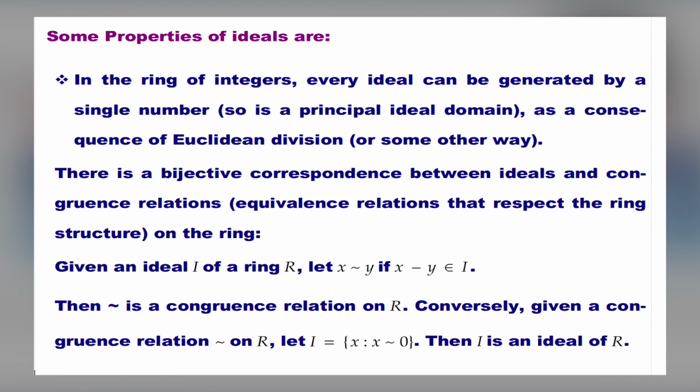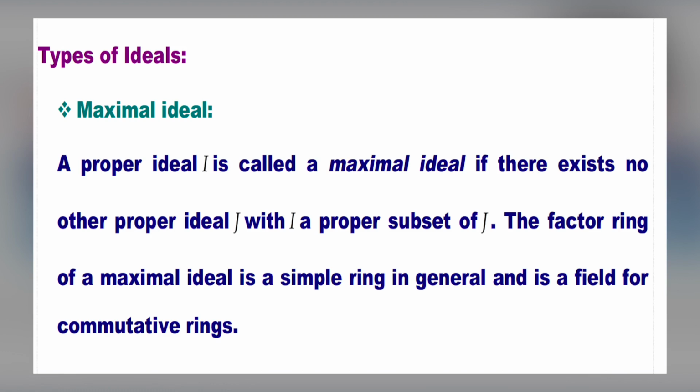Conversely, given a congruence relation tilde on R, let I equal the set of all x such that x tilde 0. Then I is an ideal of R. Here different types of ideals are studied because they can be used to construct different types of factor rings. First one is maximal ideal.